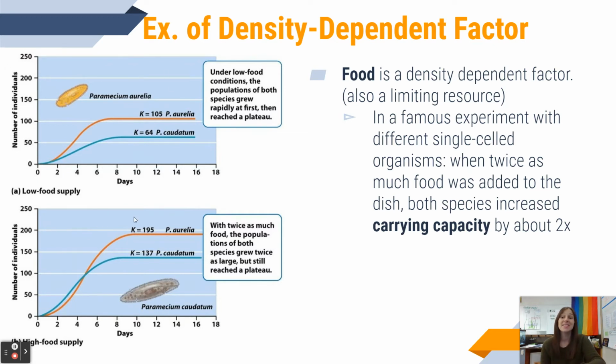So that's the first half. In the second half of this experiment, he gave a high food supply with twice as much food. And you can see right here that the red paramecium species grew to 195 organisms. And then this bluish green paramecium species grew to 137. So both of the populations grew almost twice as large, and they did eventually plateau because, again, you are going to run out of food eventually. But this experiment proved that food is a density-dependent factor, and that the more food you had, the larger the population could be.